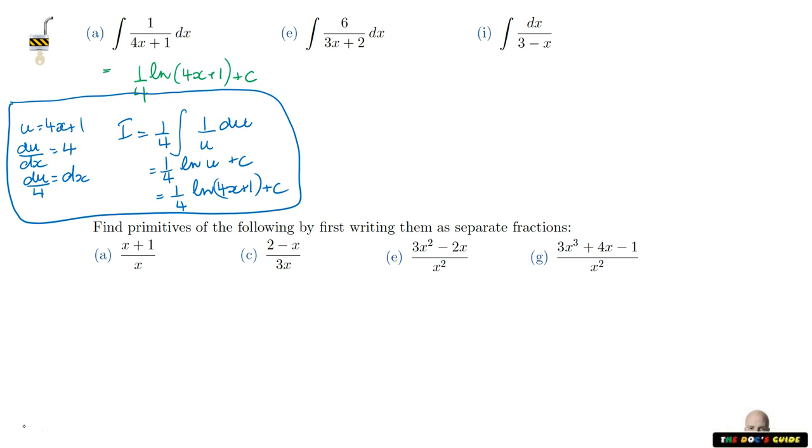So let's go back to our shortcut method, if you like. If we have this integral, again a quotient, what would the top be if it was a differential of the bottom?